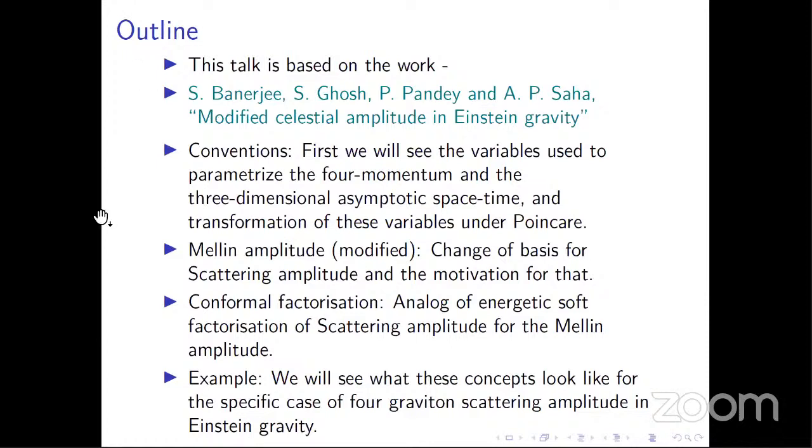So the outline of the talk is as follows. First, I will briefly talk about what are the conventions which we will follow. Basically, we will see what will be the variables used to parameterize the null four momentum and the three-dimensional asymptotic space-time. And then we will see how these variables transform under the Poincare group.